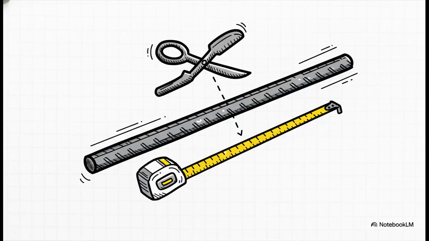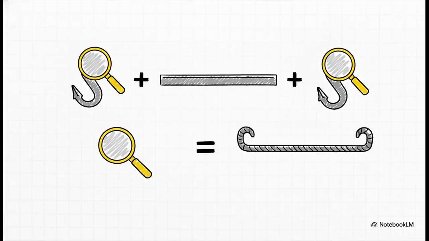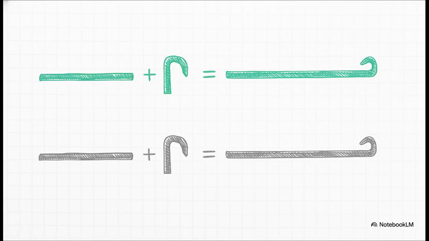All right, step 2. Now that we know how many bars, let's figure out how long to cut them. See, the cutting length isn't just the slab's width. We have to account for these things called hooks. For a 12 mm bar, that's an extra 120 millimeters on each end, so 240 millimeters total per bar. So you just add that hook length to each bar span to get your final cutting lengths.